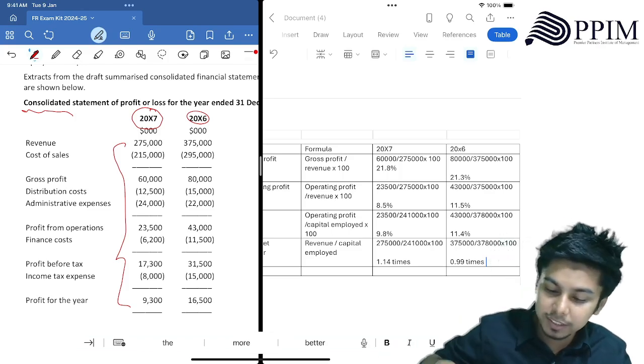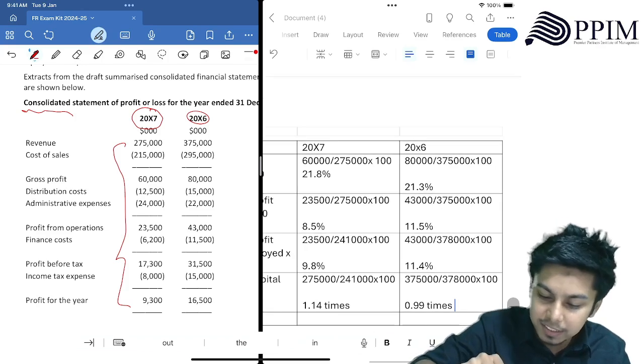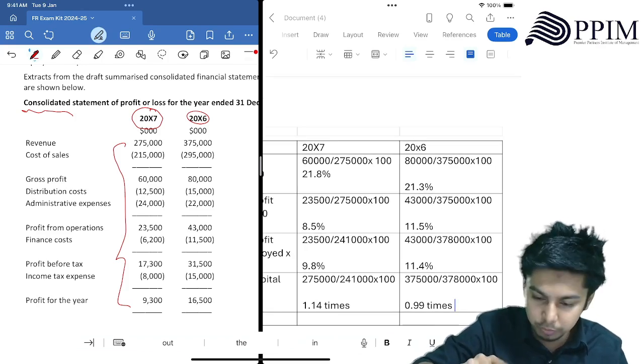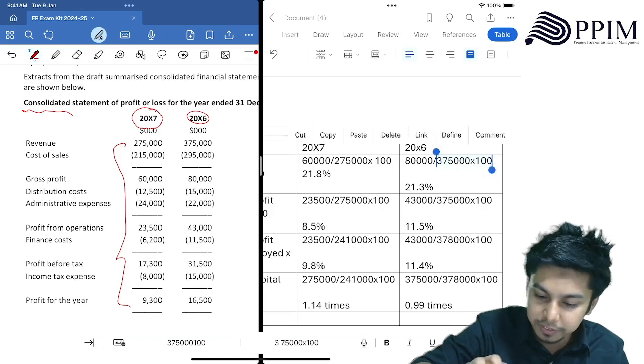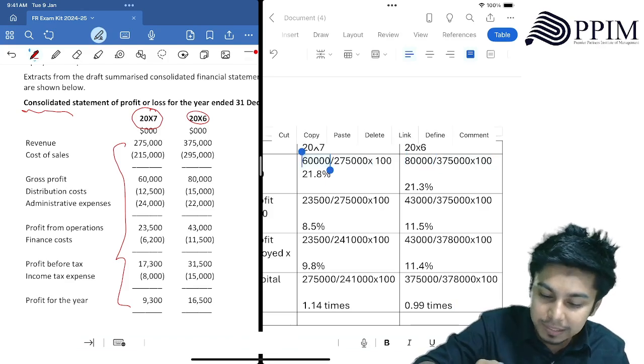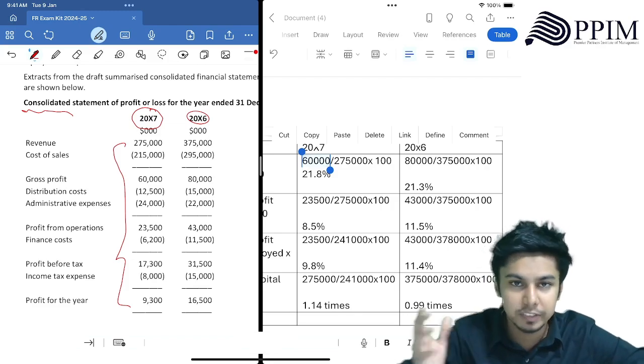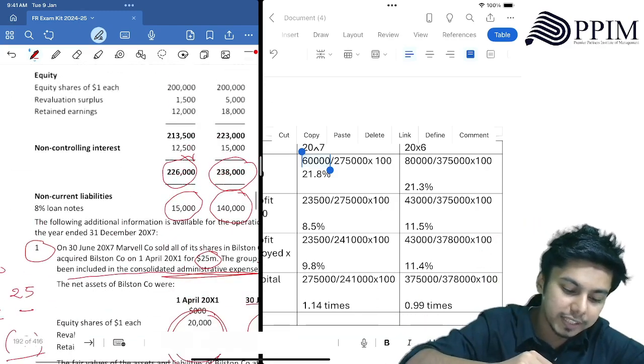Right. Now, guys, shall we comment on the gross profit ratio? Look at this. Even though the revenue has fallen, 375 revenue became 275, and 80 gross profit became 60, but our gross profit ratio has slightly improved. Even with the figures being down, the gross profit ratio has slightly improved.